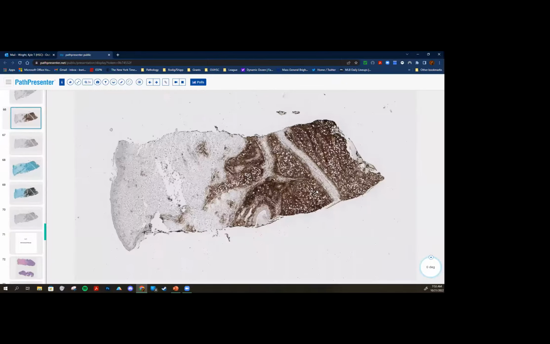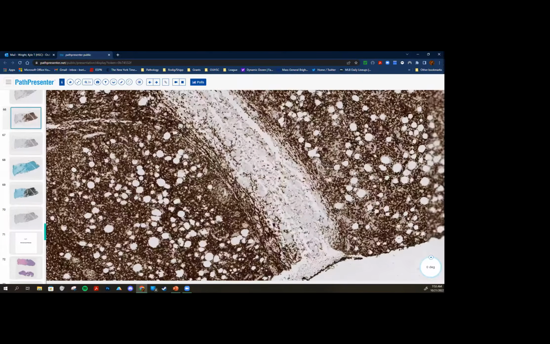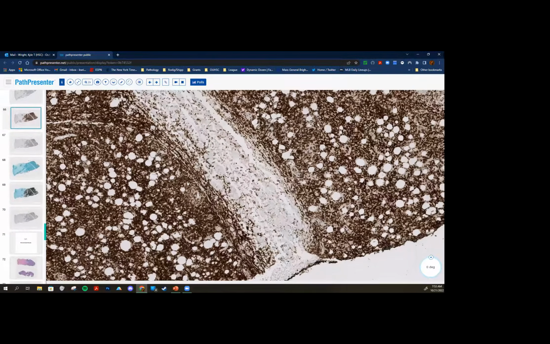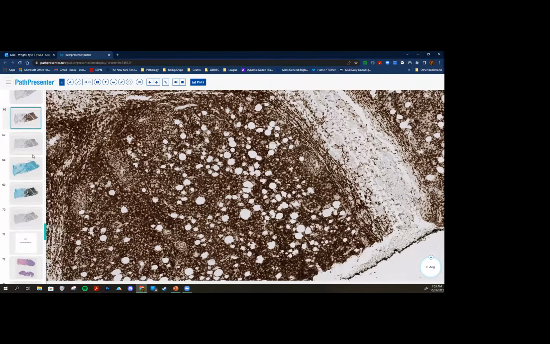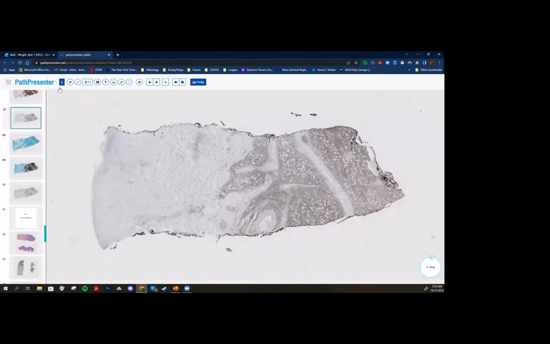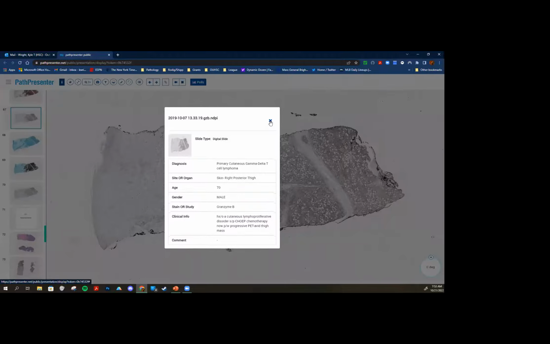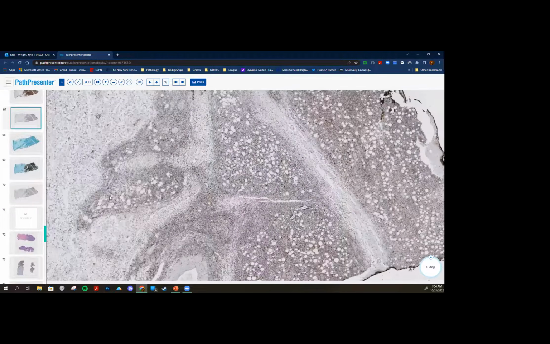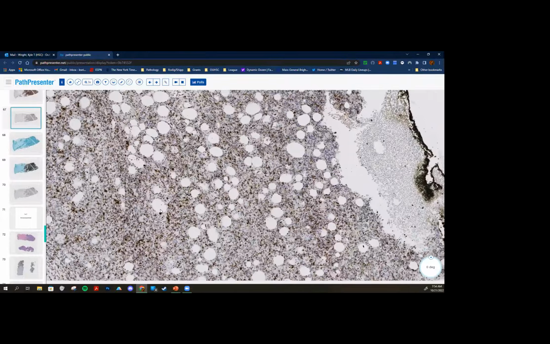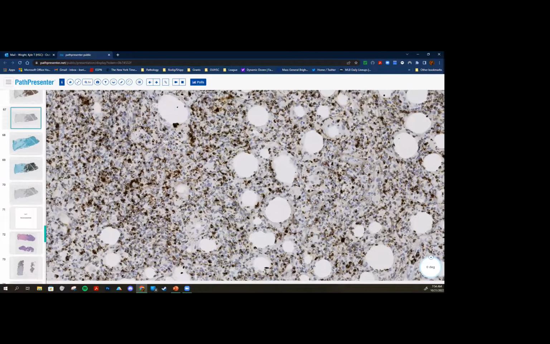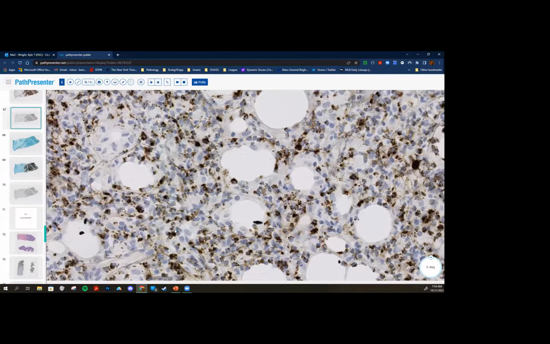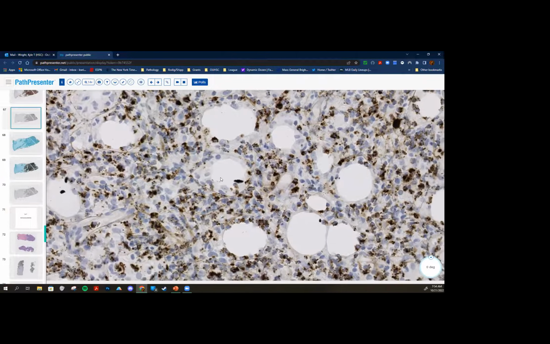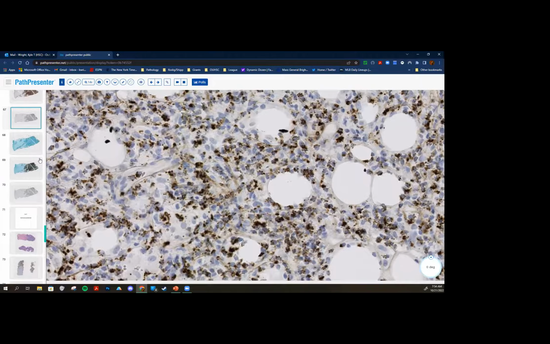Here's CD56, strong and diffusely positive. Remember, CD56 is positive in a lot of cells, including cytotoxic T cells, NK T cells, and NK cells. This is granzyme B, a marker for cytotoxicity, along with TIA1 and perforin. You get this characteristic granular staining. Again, cytotoxic molecules are kept in packaged granules.